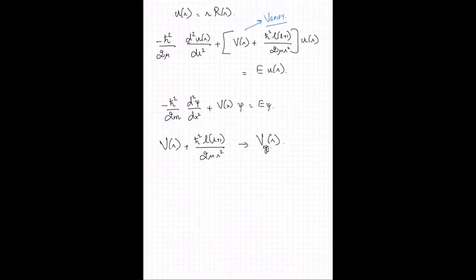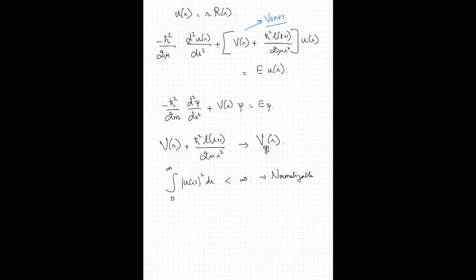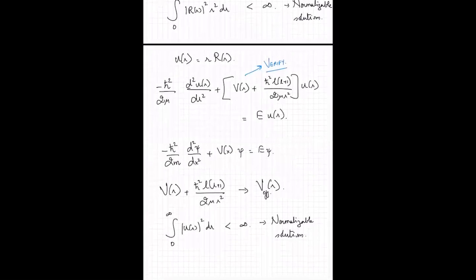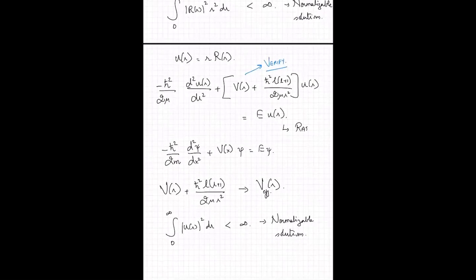Just like capital R should be normalized, little u should also be normalized, according to the integral from 0 to infinity of u of r mod square dr being less than infinity. Again, we are looking for normalizable solutions. This equation is called the radial equation because it is an equation that only depends on the radial coordinate little r.